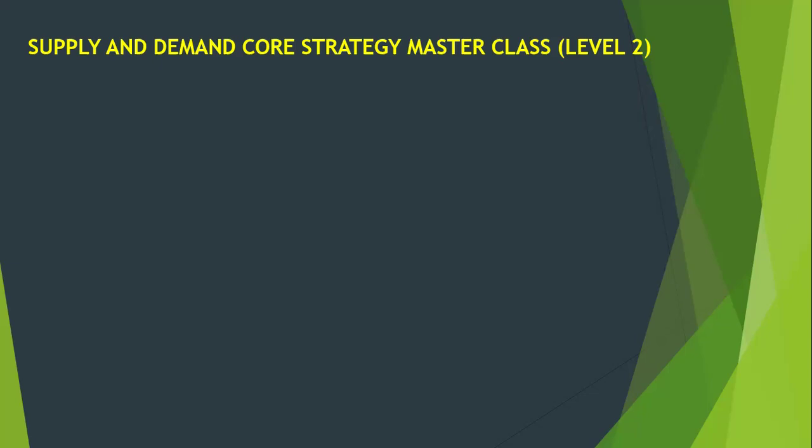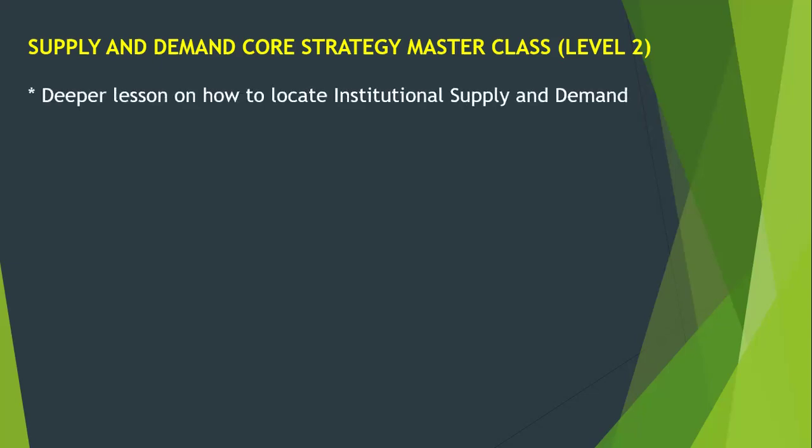So like I said, what I've just shared with you tonight is just about 2% of what we have in level 2 out of 100. So you can imagine what we have in level 2 to teach you. Deeper lessons on how to locate institutional supply and demand. Then the next one, different formations of supply and demand, and how we can draw supply and demand in a different direction or formation.